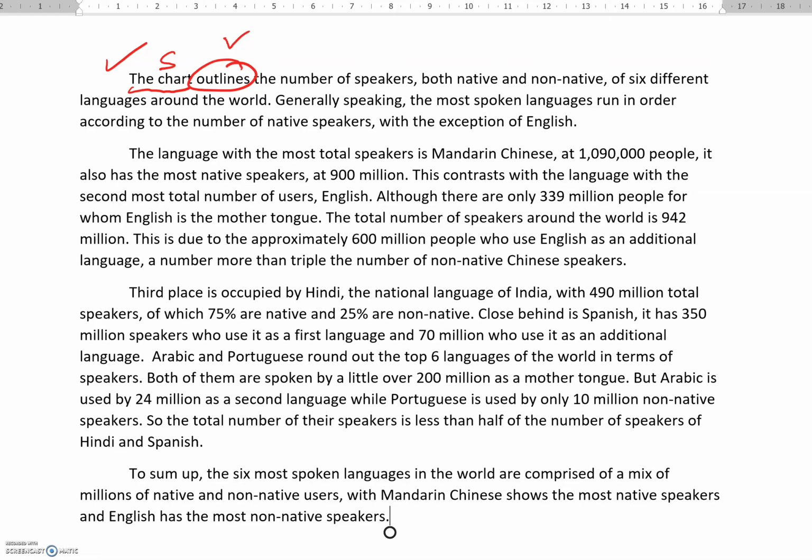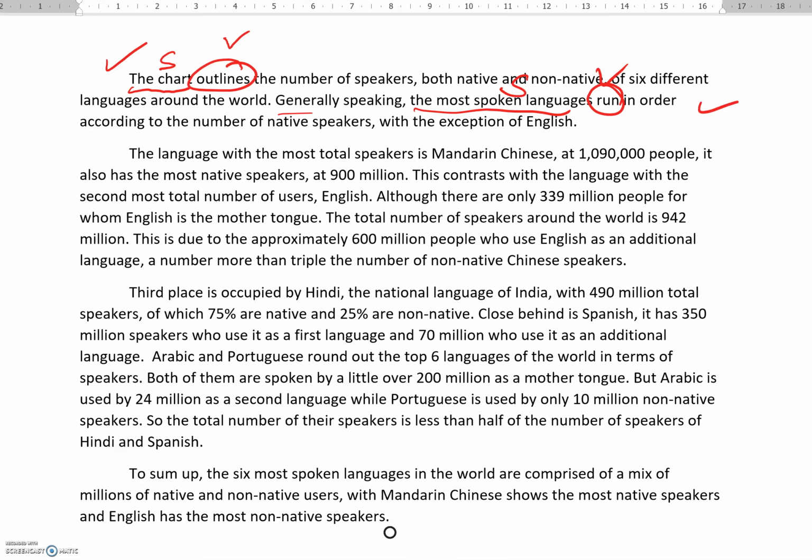As you get fast at proofreading for sentence structure, you'll find that you don't have to pay much attention to simple sentences like this, especially where the subject and verb are at the beginning of the sentence. Okay. Next sentence. Generally speaking, the most spoken languages, so that's the subject, run, that's the verb, in order according to the number of native speakers, with the exception of English. Similar to the first sentence, this is a simple sentence in structure with just one subject and one verb. Looks fine. Okay.